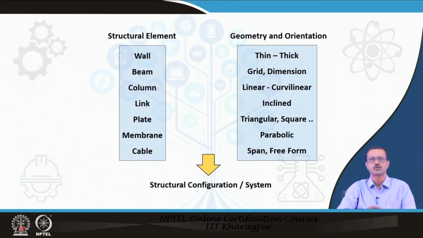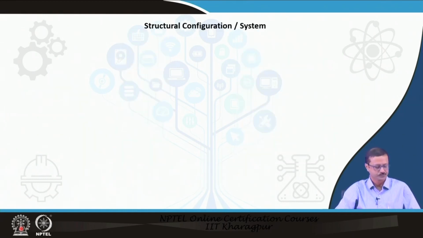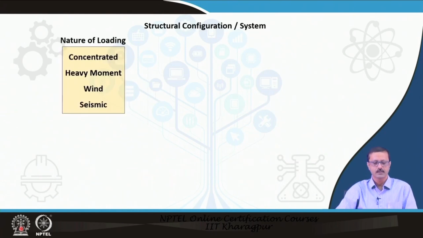Now, if you club those together, there may be different types of elements and different types of geometrical orientations. So, there may be some permutation combination amongst them, and then you can get some kind of structural systems or structural configuration. Now, if you take the structural configuration, you also have to take care of the nature of the loading. Is it a concentrated load, is it a heavy moment, is it wind, is it a seismic load? So, every loading has its own type of impact. Okay. So, those impacts also have to be taken into account when you select a structural system or configuration.